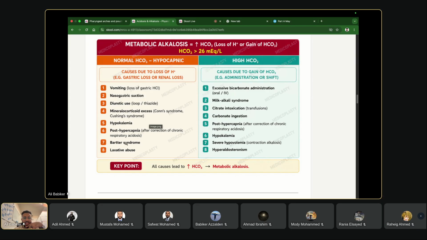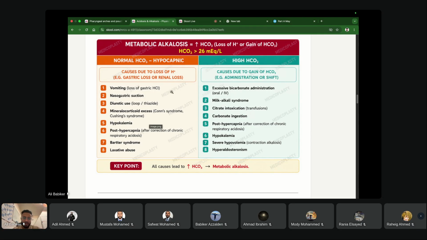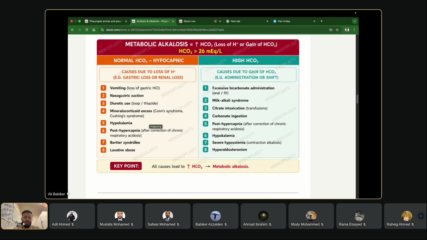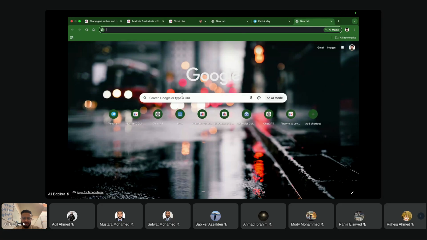And then the last 3 are not that important. And if you think about laxative abuse, it is exactly the same as vomiting. Instead of you losing the fluid from upstairs, you're losing it from downstairs. That's it. Okay? Bartter syndrome, if you ask me now what is Bartter syndrome, I don't remember. I need to remind myself what is Bartter syndrome.